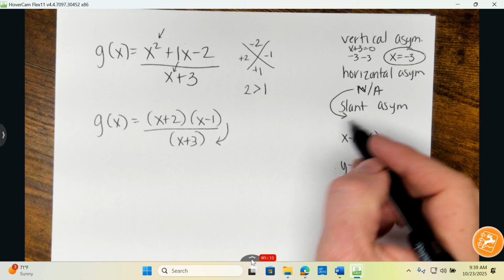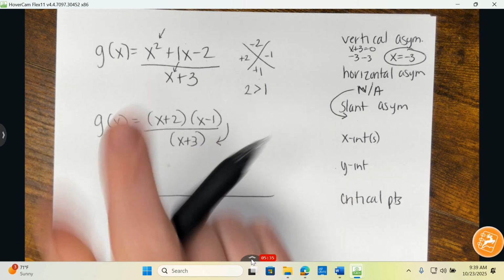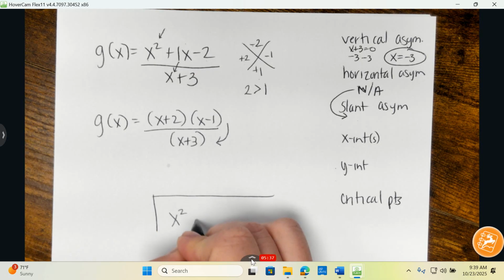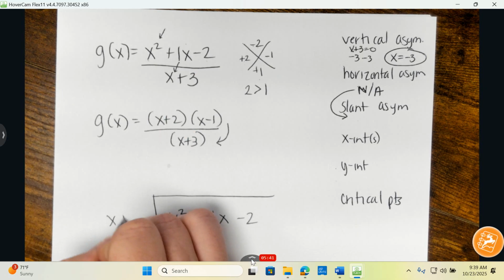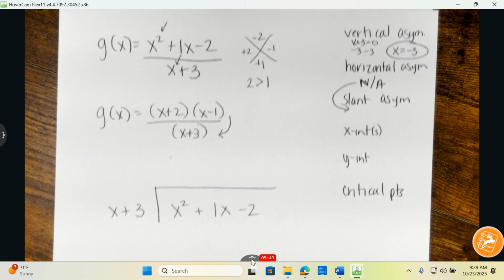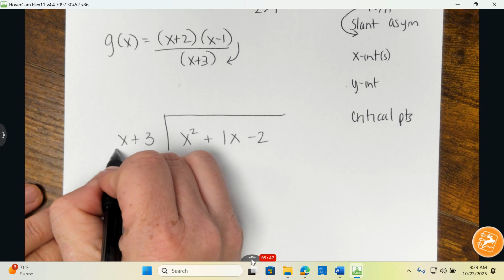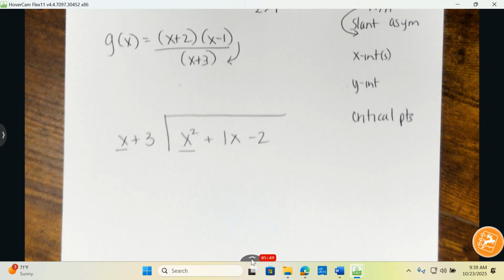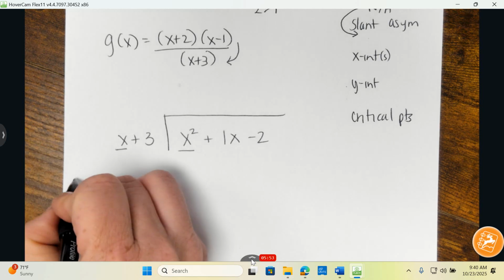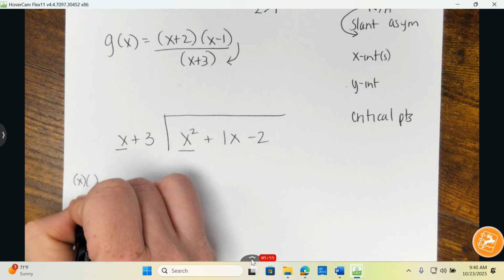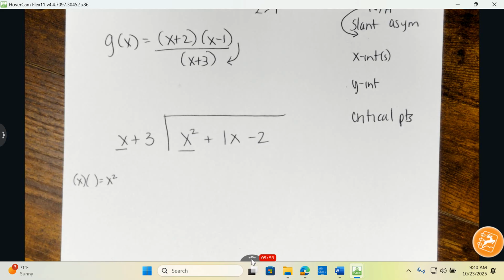Okay, how do we determine the equation of the slant asymptote? With me, please write down the numerator inside the division box. The denominator will go on the outside to the right. And we're going to underline the first term on the inside and the first term on the outside. Okay, here we go. X times what quantity equals x squared? And the answer is x.